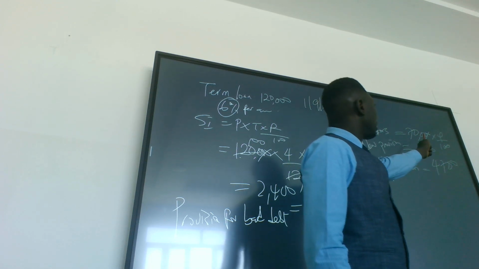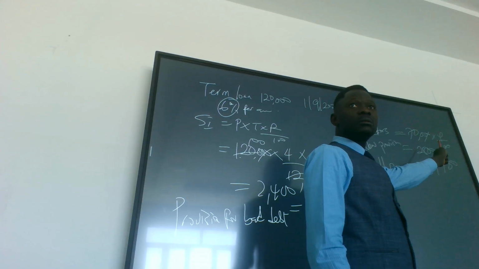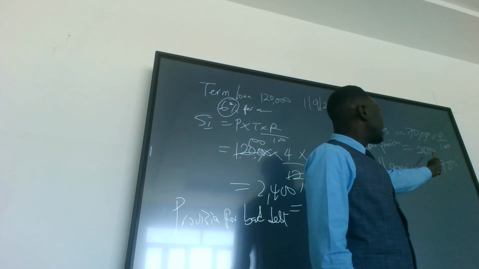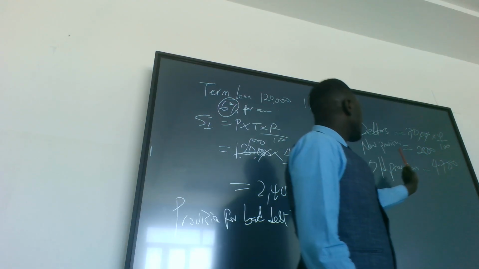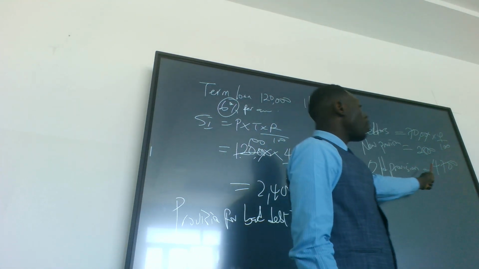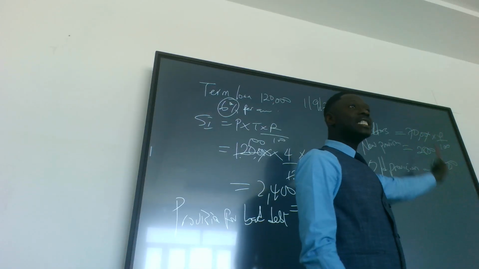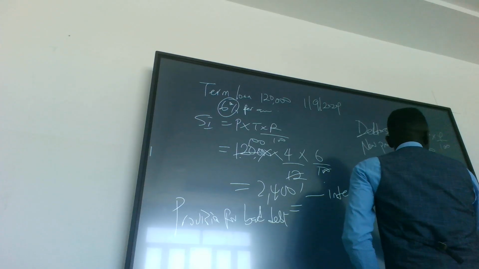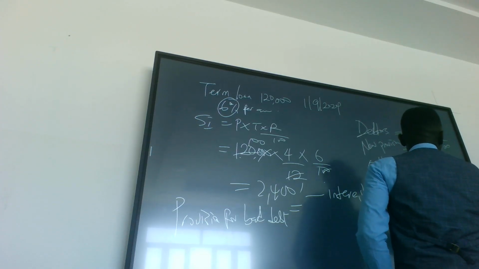Debtors was 70,000. So 4% of 70,000 is 2,800. So that's your new provision for bad debts. Now, the old provision for bad debt was 4,700. So it has decreased, yes or no? So we call it a decrease in provision for bad debt.